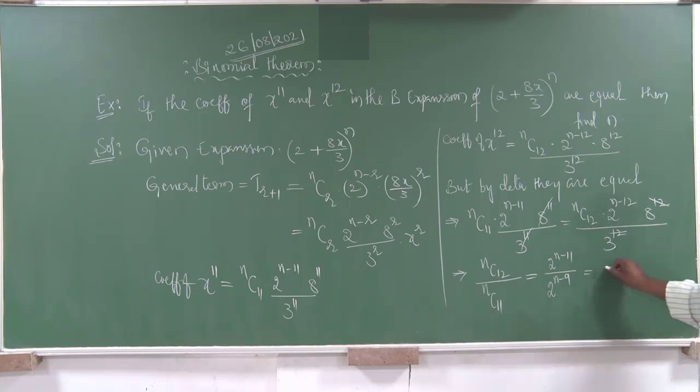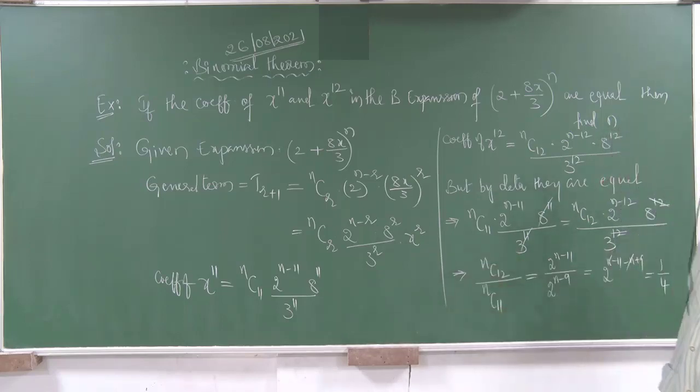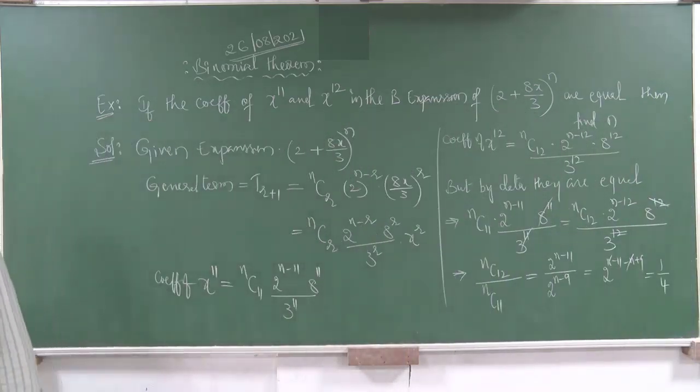Then simplify. 2 power, here if you simplify, n minus 11 minus n plus 9 means what is the value? These both get cancelled. Here 2 power minus 2 means 1 by 4 I can get as the value. So total value here is 1 by 4 nC12 by nC11. Then you have to simplify this whole value nC12 by nC11. How can you simplify? Listen, if you are able to simplify those values, you will get the value. Now how can I simplify?